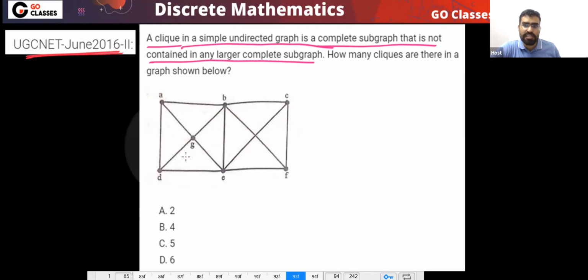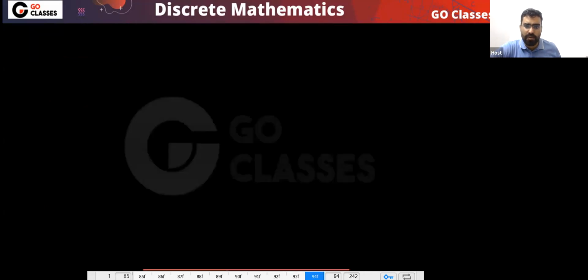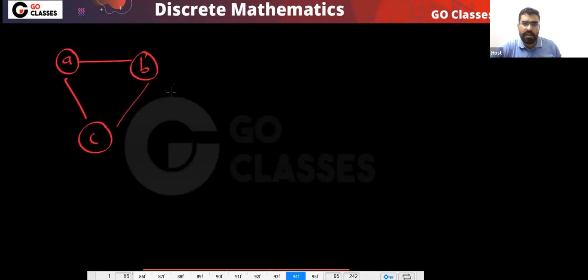This is not the definition of clique, this is the definition of maximal clique. Remember, this is actually the definition of maximal clique. Because what is the definition of maximal clique? Just think about it. For example, if I give you this graph, A, B, C, and let's assume this is your K4 and this is your graph.